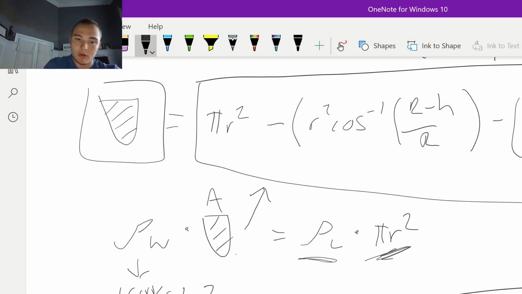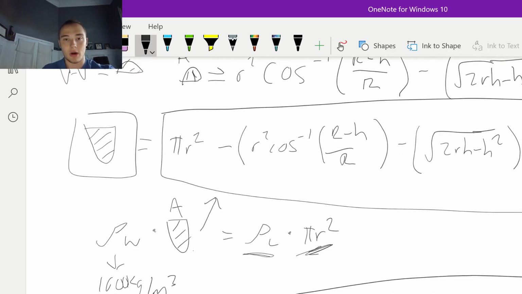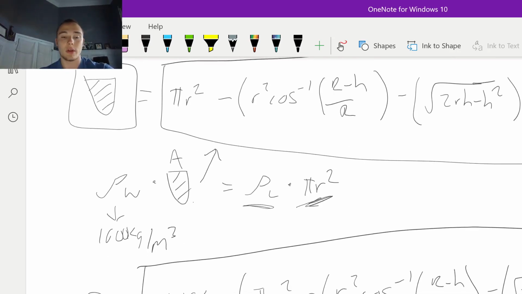This expression will give us the density of a log sitting in water, and we are assuming that this log is not moving at all, and that the log is also a perfect cylinder, and it has a maximum height h above the water level and a radius r.